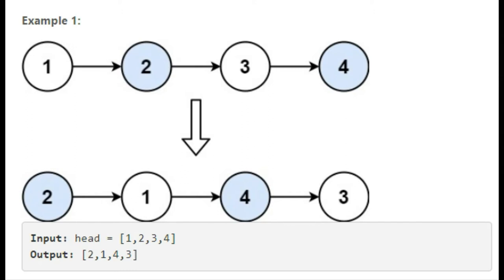So we swap one with two, so now you have 2, 1. Then the next one, we want to do 3 and 4, so we want to swap 3 and 4 right here. So the output should give us 2, 1, 4, 3. All right, cool. Now let's get into example two.